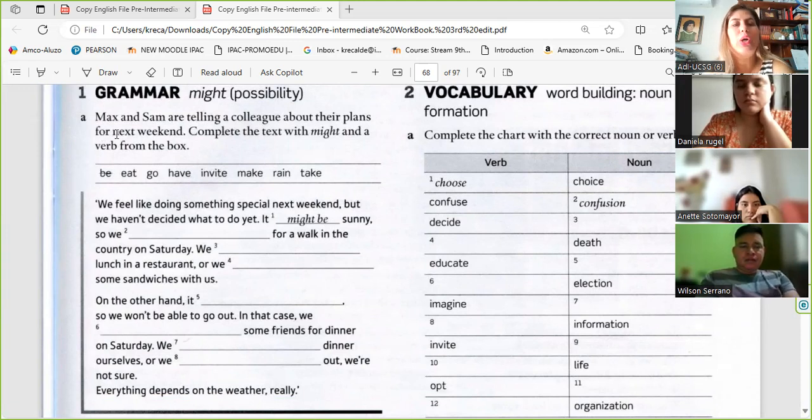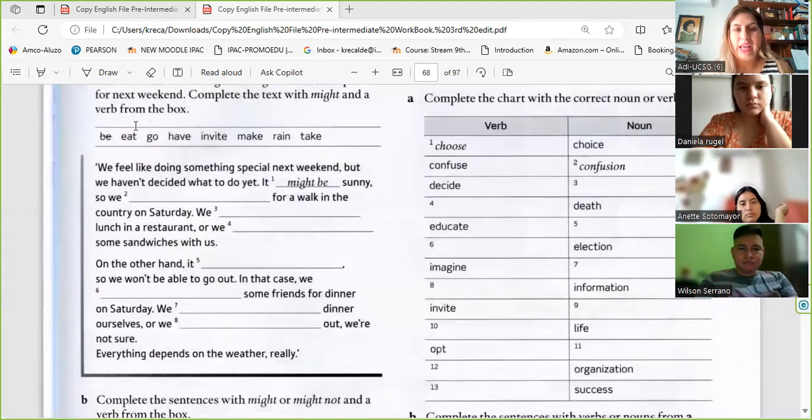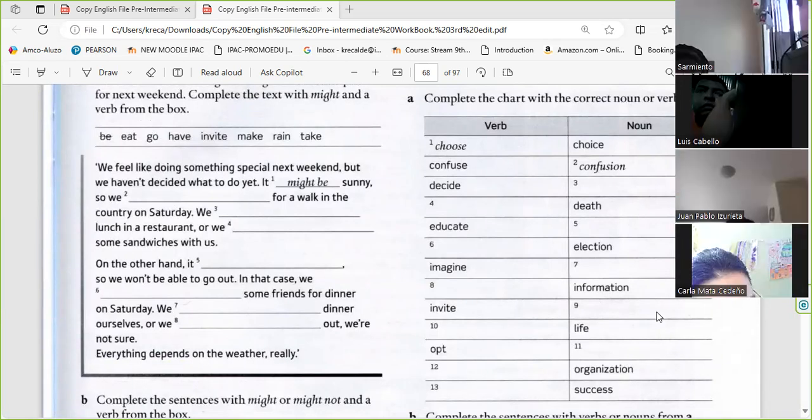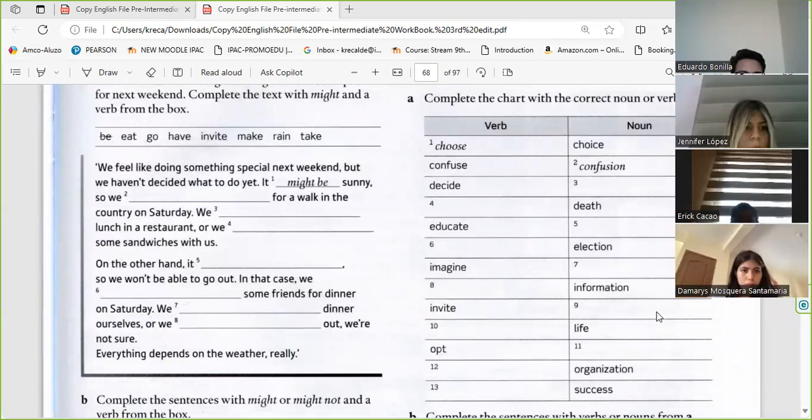Max and Sam are telling a colleague about their plans for the next weekend. Let's complete the text with might and a verb from this box. So we have eat, go, have, invite, make, rain, and take. So let's continue. Number 1 is done for you. Let's see number 2. This is for my dear Eric, please. Number 2, Eric.